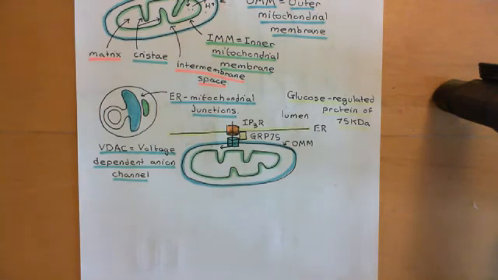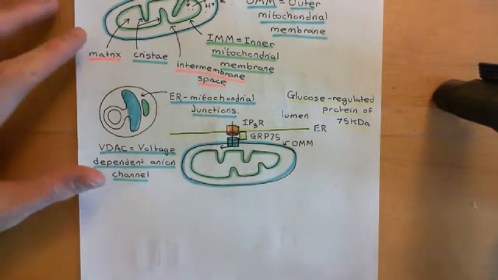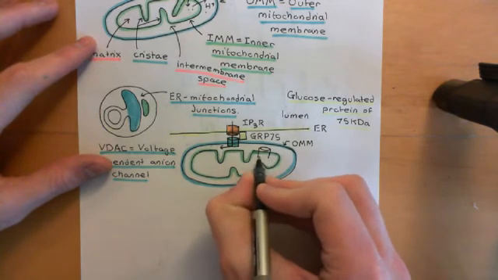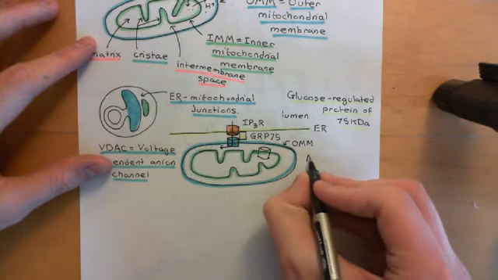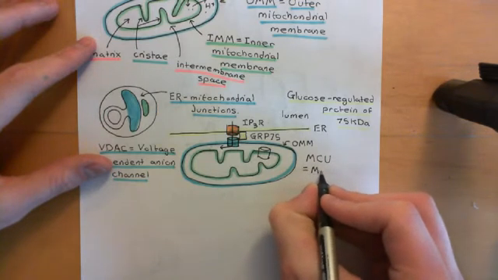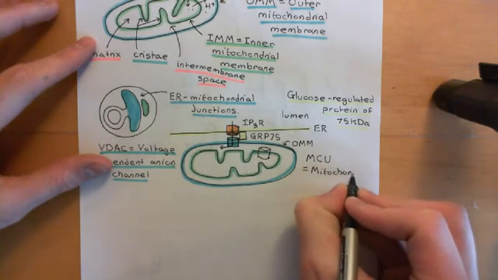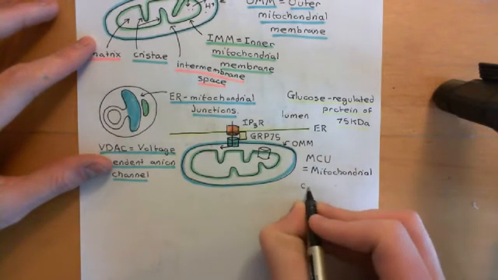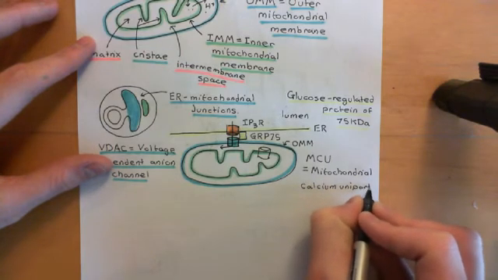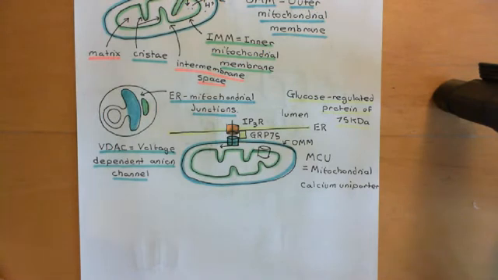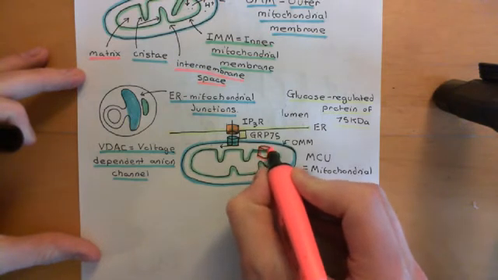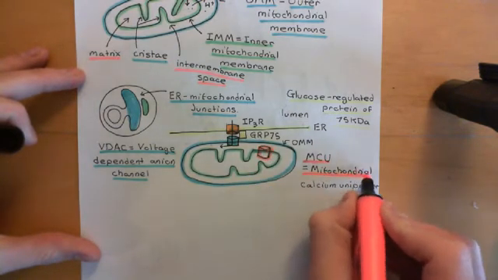In the inner mitochondrial membrane, we now have another calcium channel. I'll put this here, and this is what's known as the Mitochondrial Calcium Uniporter. For short, the Mitochondrial Calcium Uniporter is abbreviated down to the MCU. This stands for mitochondrial, that's the M, calcium, that's the C, and uniporter. Basically this is a channel that allows calcium to leave the intermembrane space of the mitochondrion and go into the matrix of the mitochondrion. I'll colour this mitochondrial calcium uniporter in red here.